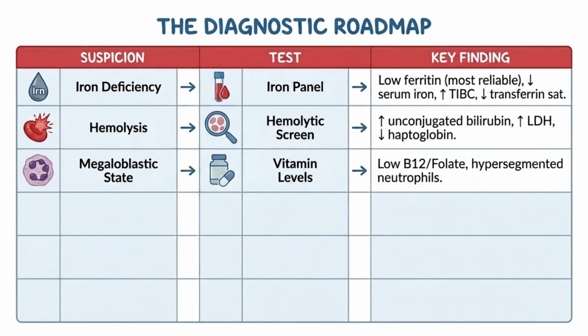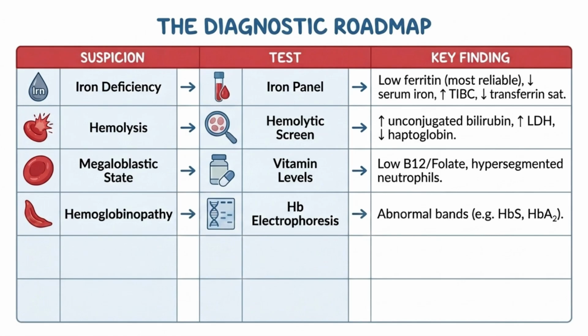In hemolysis, we get increased unconjugated bilirubin, increased lactate dehydrogenase, which gets released due to the breakdown of the RBCs, and there is decreased haptoglobin. Haptoglobin is a protein that binds the free hemoglobin in the blood. Why does haptoglobin decrease? Because it binds the free hemoglobin released during intravascular hemolysis. So haptoglobin actually gets consumed. Okay. In megaloblastic anemia, there is low vitamin B12 or folate, and hypersegmented neutrophils is the key finding.